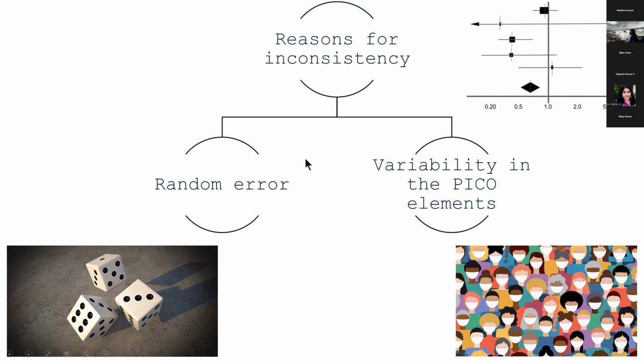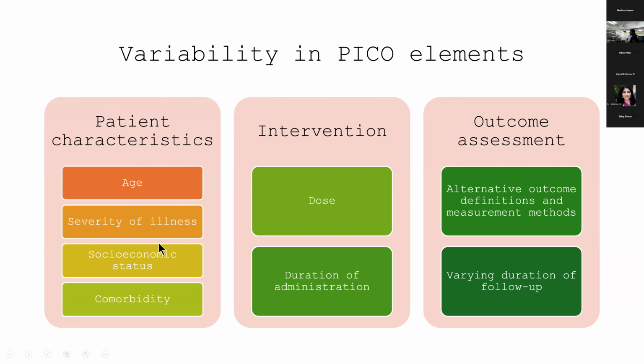So why is there inconsistency among different studies? One of the most common causes is a random error. It is just by chance that those results are different. The other reason is there is a variability in the PICO element of each of the individual studies. Maybe this study was done in an older population. This study was done in a younger population. Maybe the places where you did the studies were different settings. So patient characteristics like age, the baseline severity of illness, the socioeconomic status, comorbidities can actually affect your results.